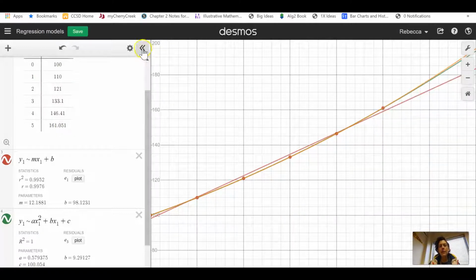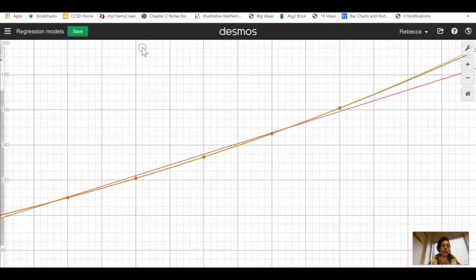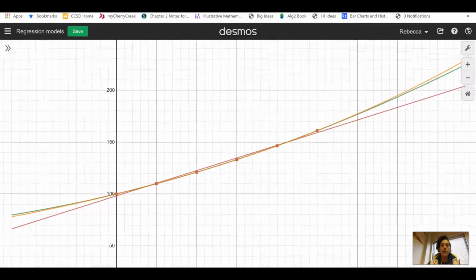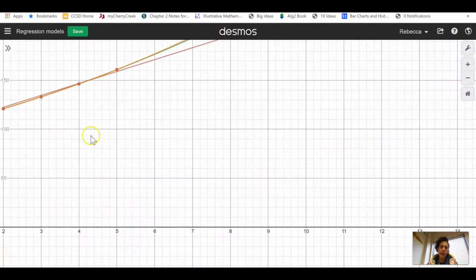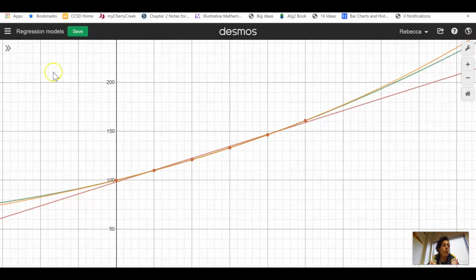Now this is a little tough, so if you hit this arrow right here, it'll move that in, but you can kind of see what that's looking like. And then because Desmos is so great, I can zoom out a little bit more without having to go back in. So when I'm looking at this, it's kind of hard to tell, does it look linear or exponential? Whoops. So what we don't have to worry about is that decision.